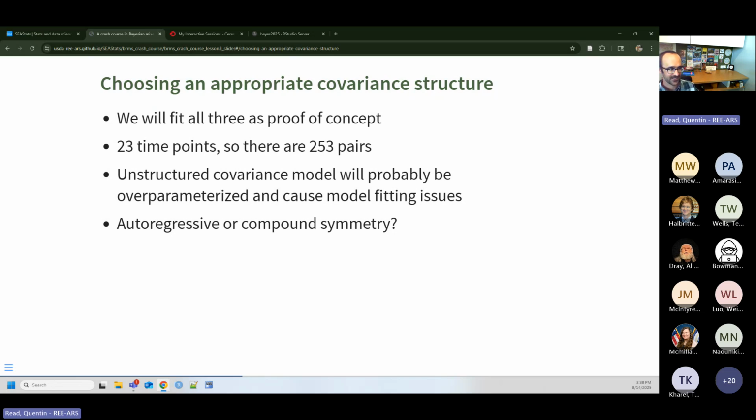It just seems a little excessive. If I was doing this in real life, I would probably not even try to fit the unstructured model because it's clearly way too many parameters for the data set we have. So really, it's a decision between whether autoregressive or compound symmetry is a better structure. But I'm going to do all three just to show you.